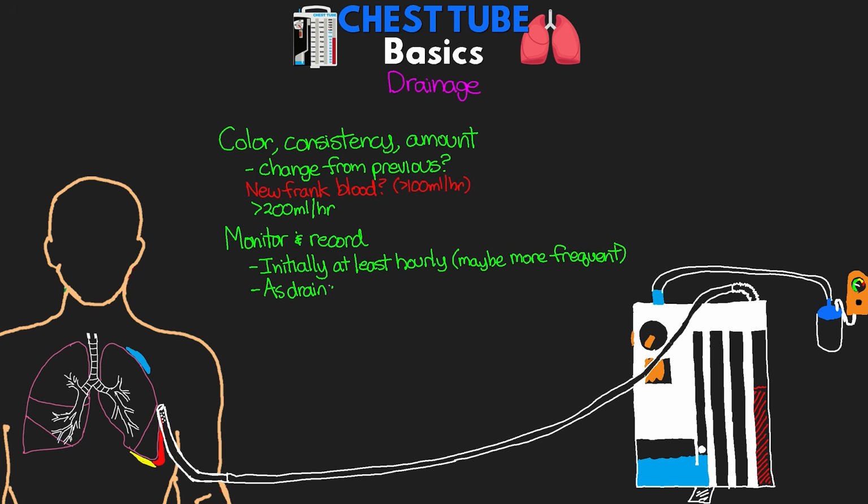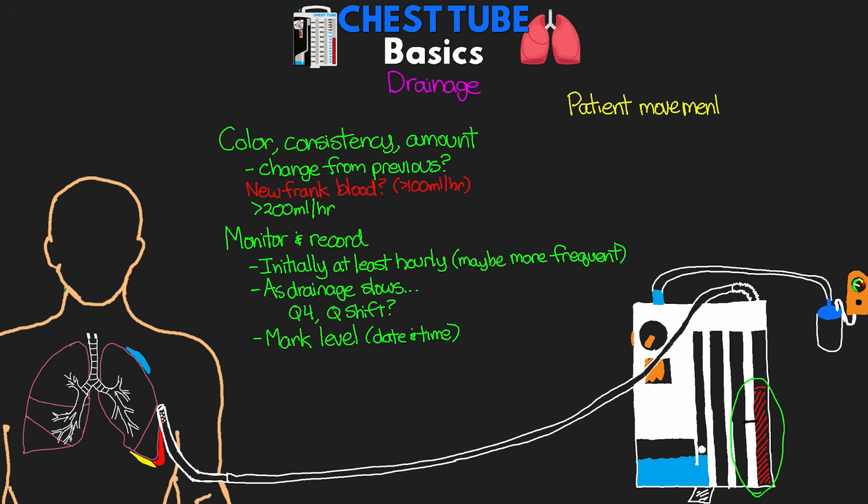As time goes on and that drainage slows up, we can move to more time in between each assessment. So, Q4 hours or potentially even every shift if the drainage is pretty minimal. Now you can actually make marks on the front of the drainage unit. So on the side where the level is that shows you how much drainage you have, typically we'll make a line across there and then put the date and time on there so that we know when we were at that point, and then obviously document that in your charting system.